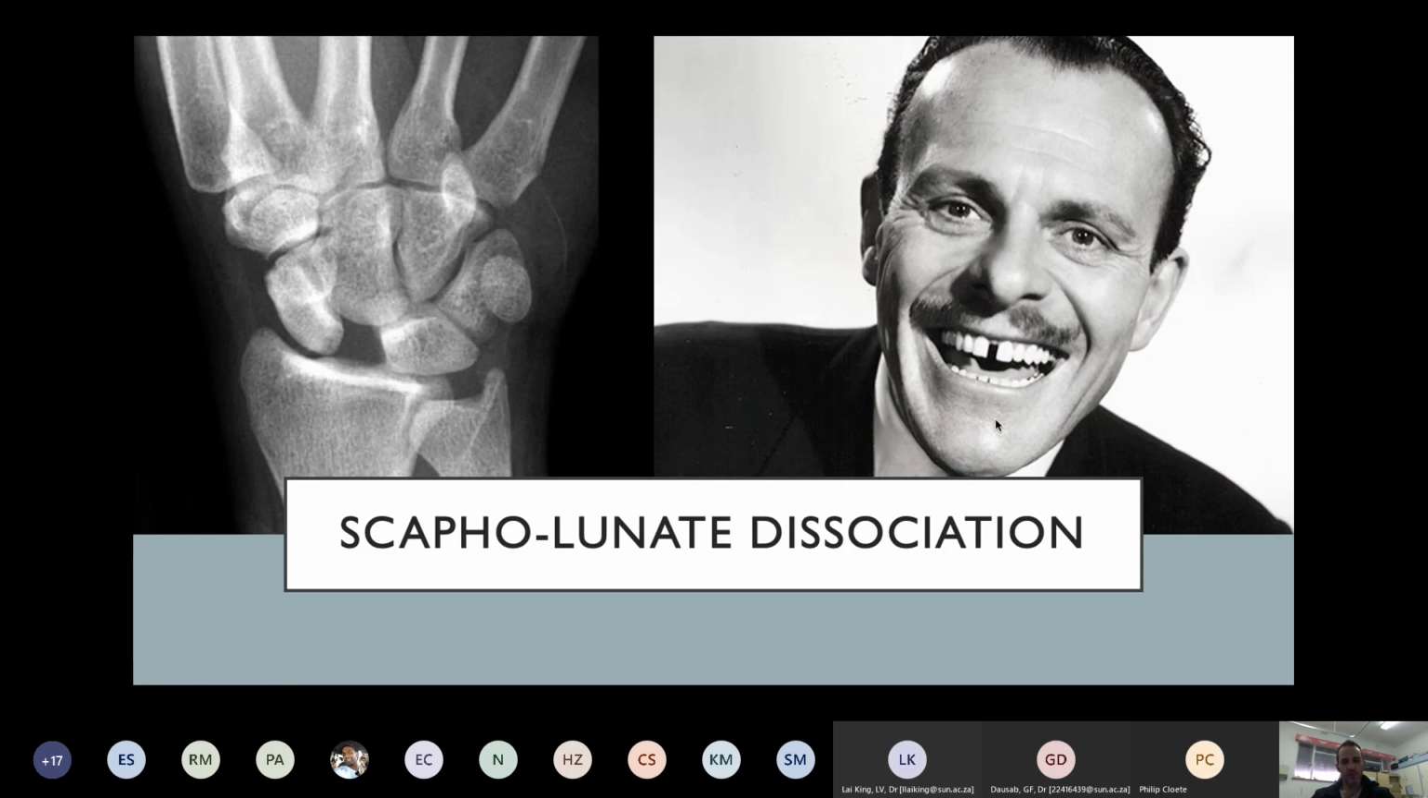Okay, moving on, scapholunate dissociation. So this young man, or this man in this picture, this is Terry Thomas. He was a British comedian who's now passed on. He was famous for this big gap between his teeth, for which the X-ray sign of scapholunate dissociation is named after.